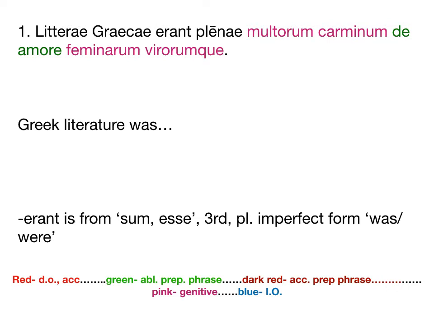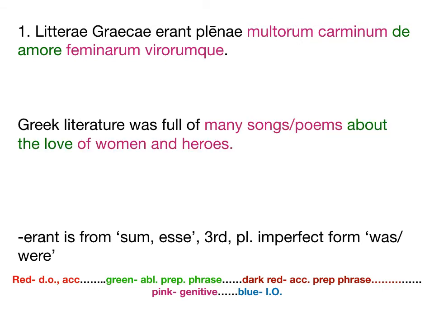All right, and so I'm getting Greek literature was full of many songs and poems, multorum carminum, so it was pleni multorum carminum, full of many poems or songs. Remember, carmen can be songs or poems, and this carminum was genitive, as I said. That's our new third declension genitive ending that just ends in um. About the love of women and heroes, or men, feminarum virorumque. So it's men and women, and those are both in first and second declension genitive plural.